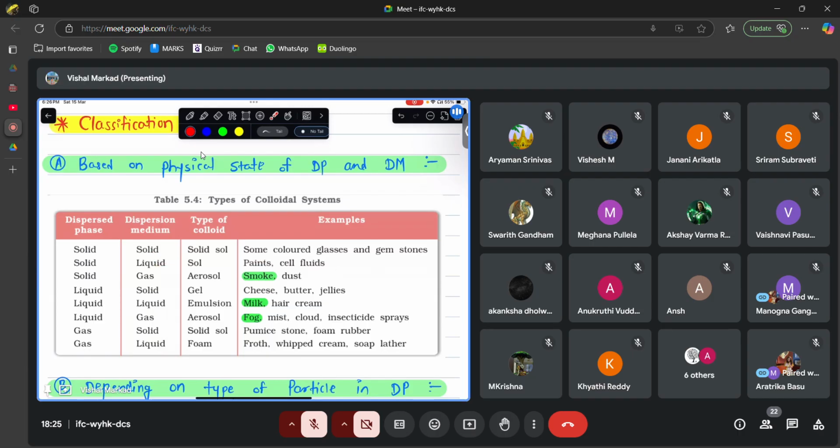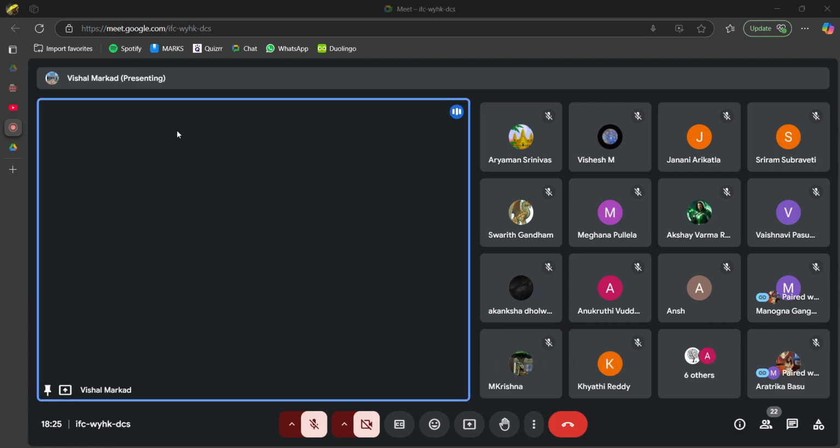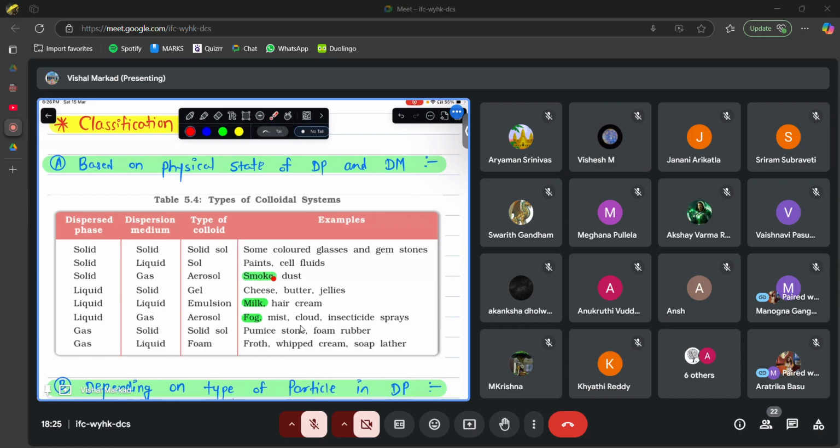Paints and cell fluids are examples. Then aerosol. In aerosol, the dispersion medium will be a gas, while the dispersed phase will be a solid. Smoke is a perfect example. You have this for IP. They ask what are the dispersed phase and dispersion medium in smoke, milk, and fog. This is a question for 2 marks. So aerosol, smoke is the example. In aerosol, what is the dispersed phase? Solid. What is the dispersion medium? Gas. Okay. Then gel. Dispersed phase will be liquid, dispersion medium will be solid.